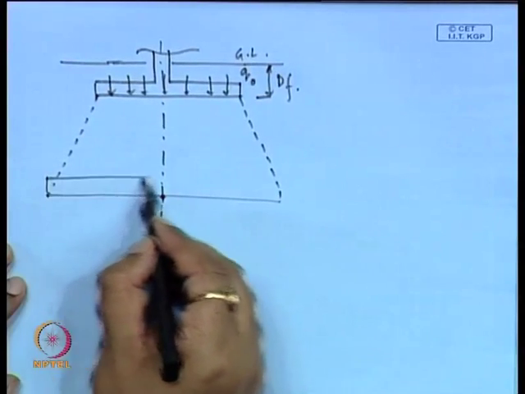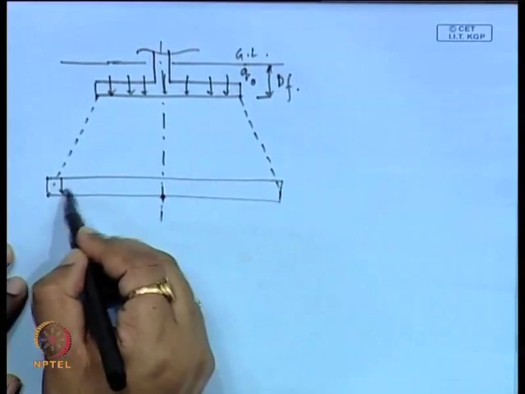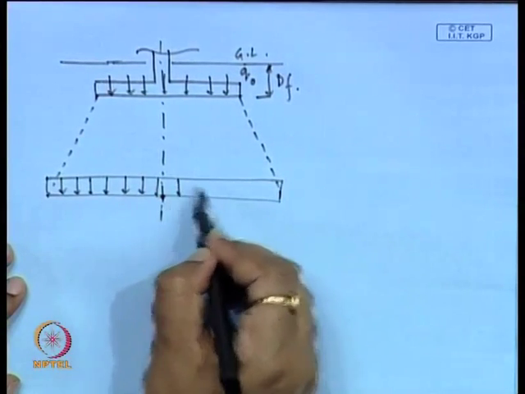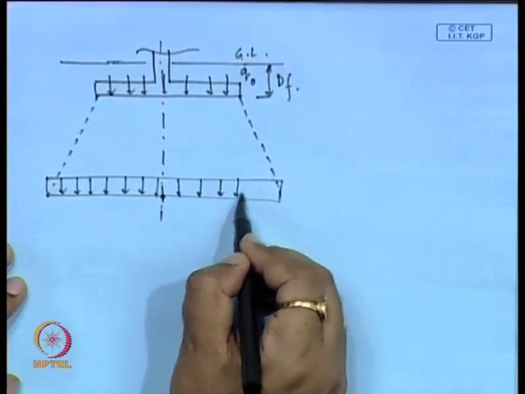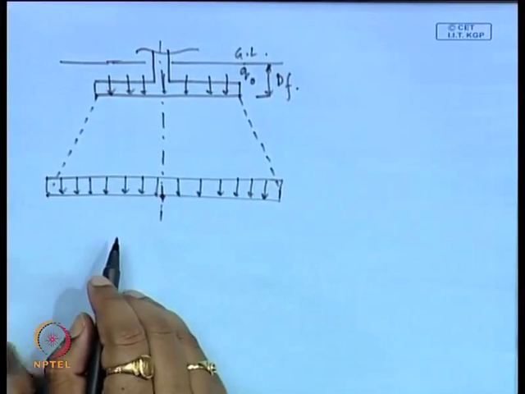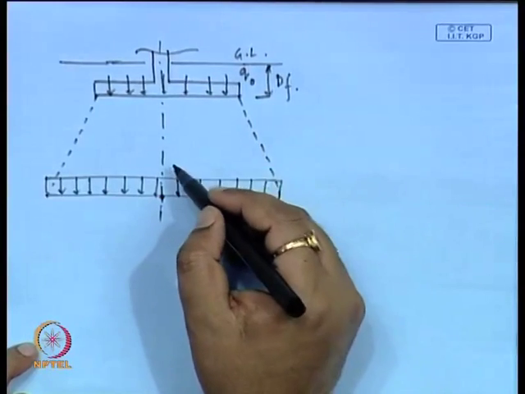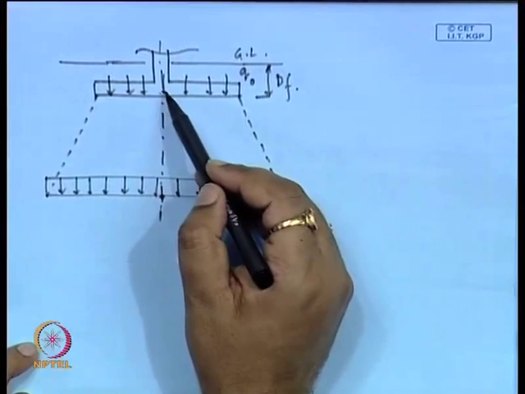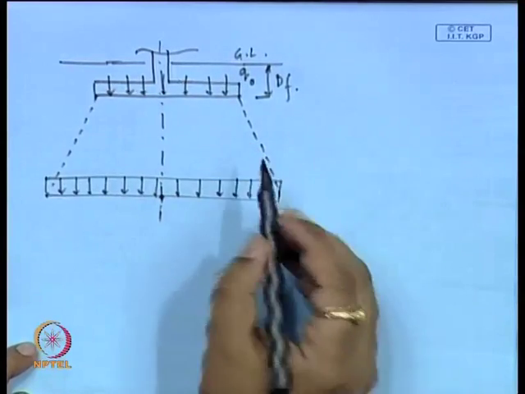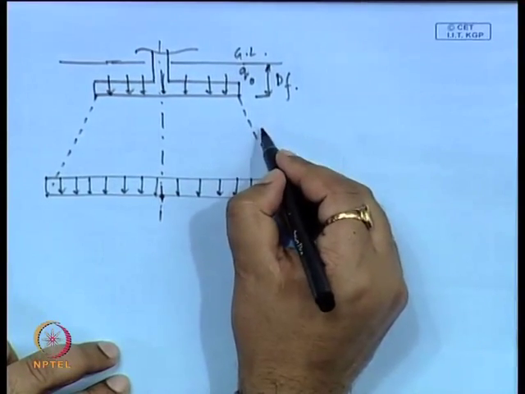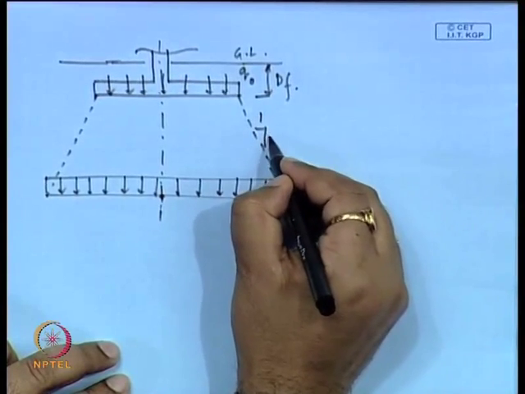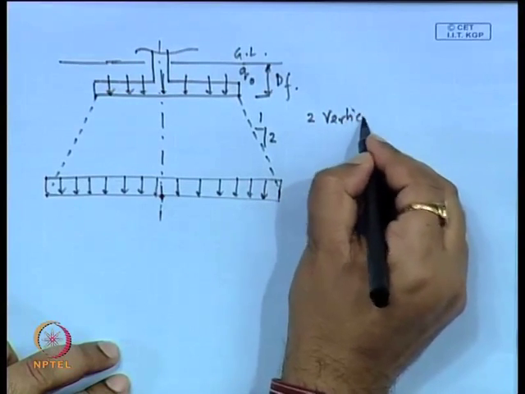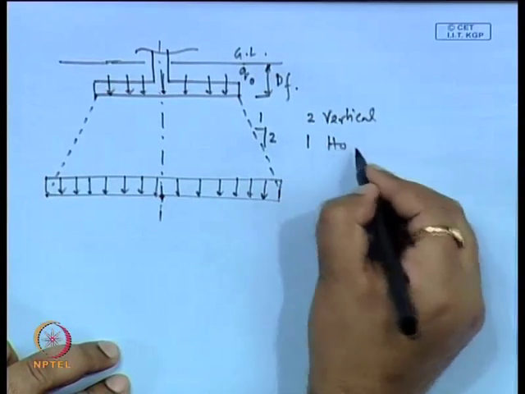So this will be the stress, and the stress amount will reduce as we increase the depth. As depth is increased, the stress which is acting at the foundation base level will reduce. And here it is assumed that this distribution is 2:1, that means 2 vertical and 1 horizontal.